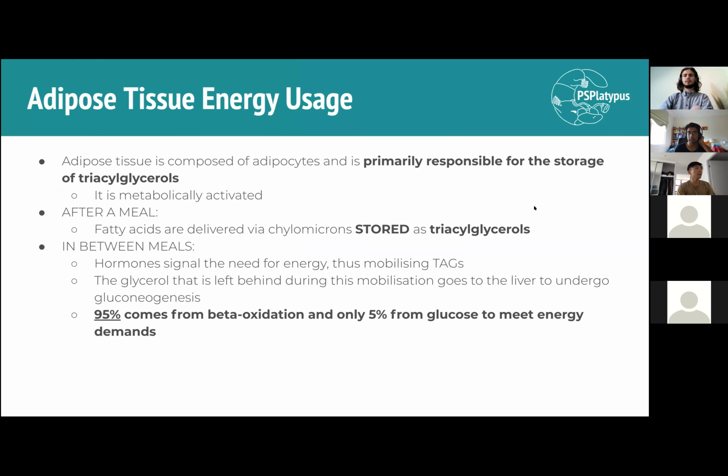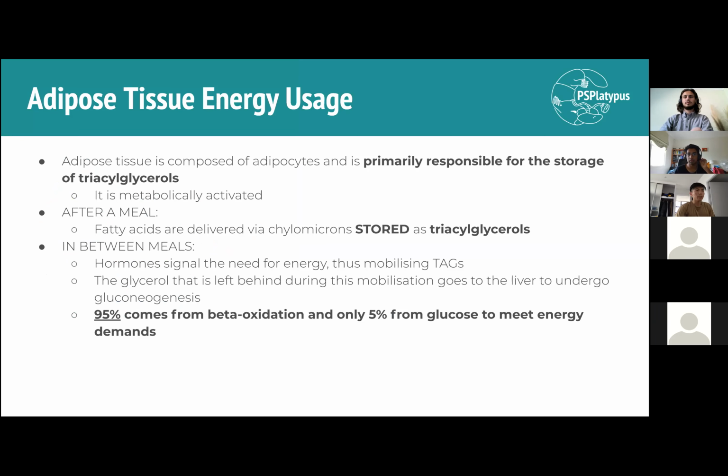In terms of adipose tissue, it's composed of adipocytes, and they are primarily responsible for storing triglycerides. This process is metabolically activated. So after a meal, fatty acids are delivered via chylomicrons and stored as triglycerols. In between meals, hormones signal the need for energy, thus mobilizing these triglycerides. The glycerol that is left behind during the mobilization goes to the liver to undergo gluconeogenesis to create more energy.